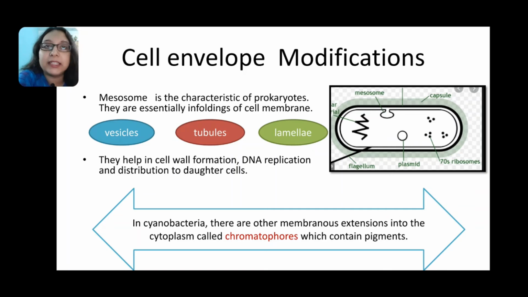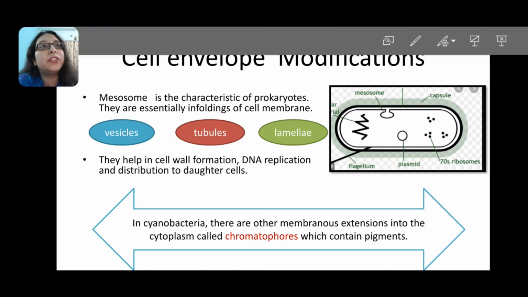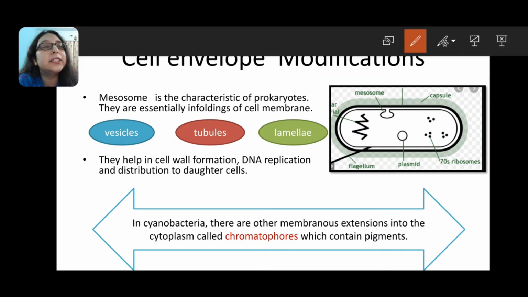Now moving on to the next slide, what are the modifications of the cell envelope? As we can notice in this picture, this is a bacterial cell, and this structure over here is a mesosome. So what is a mesosome? A mesosome is a modification of the cell envelope, an infolding of the cell envelope which moves inwards from the outer surface, and it has various structures.